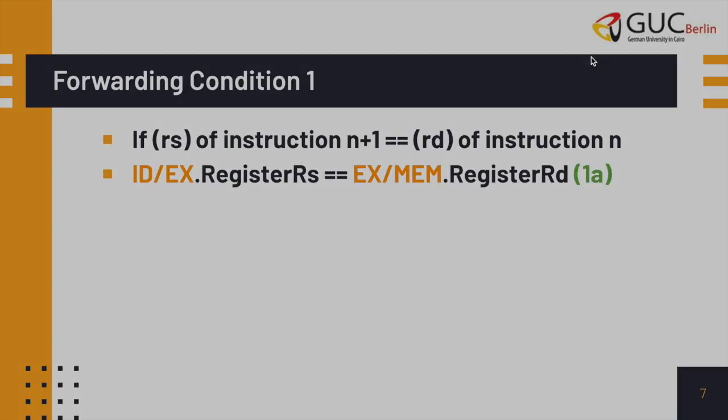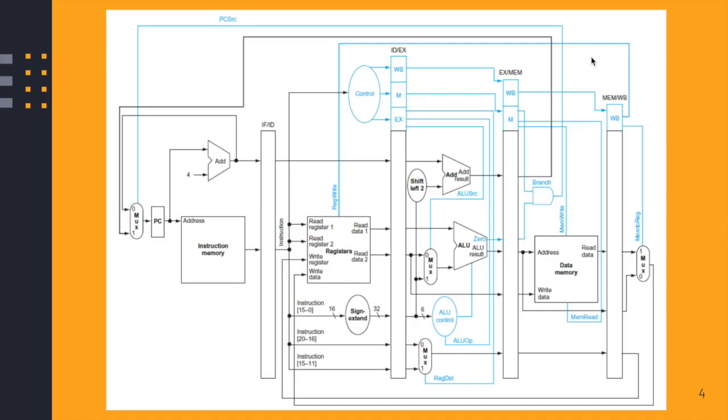So if we go back to the data path, here in ex/mem, it will contain the data of instruction 1, while id/ex will contain the data of instruction what? Instruction 2. So rs and rt here are of instruction 2 and rd here is of instruction 1. That's why I'm comparing rs of instruction 2 to rd of instruction 1 and rt of instruction 2 with rd of instruction 1. And this is performed here because here will reside the forwarding unit.